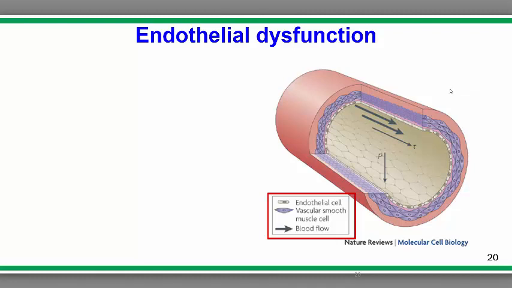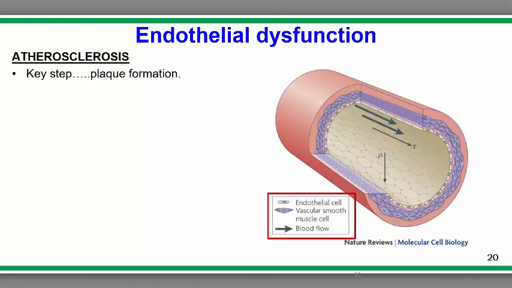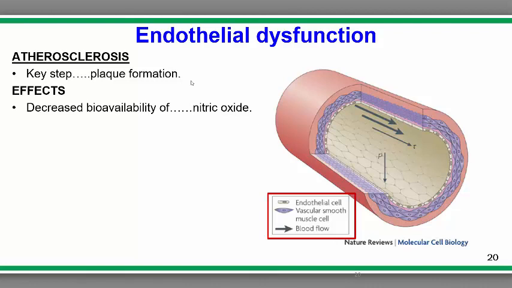In this final lecture of part one, we're going to take a closer look at atherosclerosis, and we'll examine how endothelial dysfunction contributes to the development of plaque, which is the key step here in atherosclerosis. Now, in this situation, there are a number of effects that take place with the development of plaque.